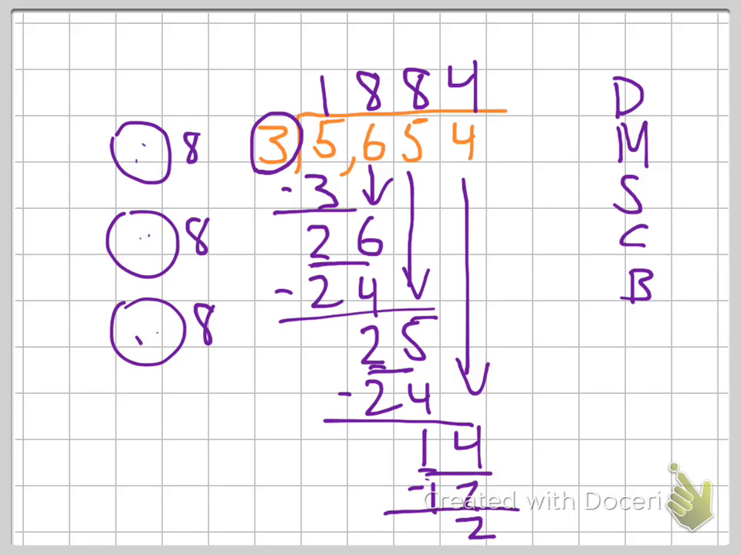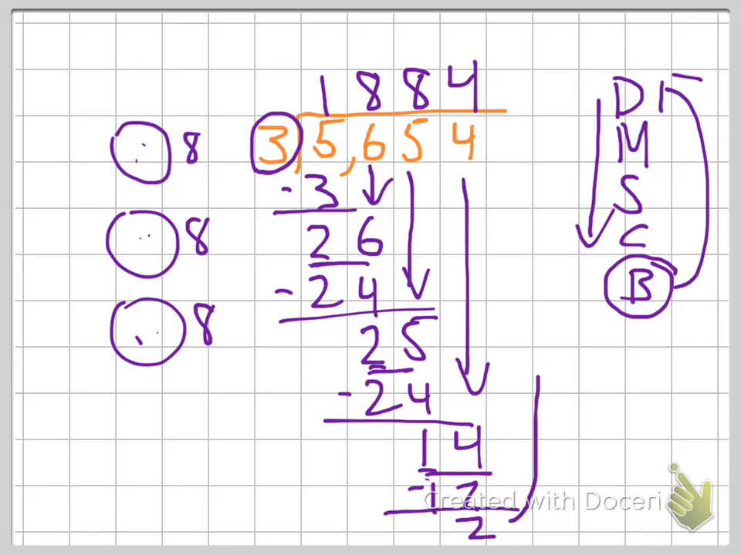Now, when you get to this step, after you bring down, once you bring down, you automatically go back to the top and divide, and you have to complete these steps. After you subtract and there is nothing left to bring down, you have completed the problem. That 2 is then the remainder.